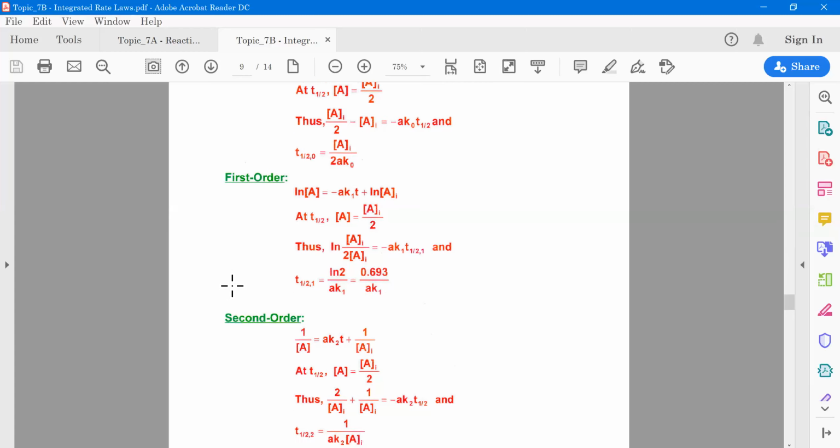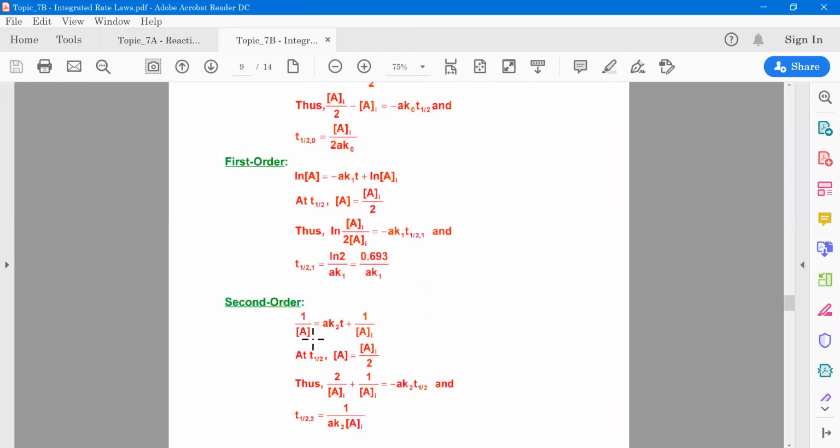And for a second order reaction, here, again, here's the integrated rate expression, and at the half-life, the concentration of A has decreased to 1/2 the initial concentration. So putting that value in for A, again, here, and rearranging, you find that the half-life is 1 over k2 times the initial concentration. Now, all three of these expressions here for the zero order, first order, and second order will give the time it takes for the initial concentration to be decreased by half.